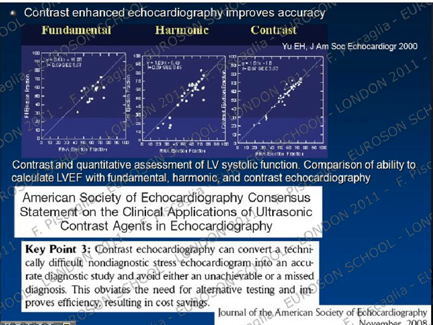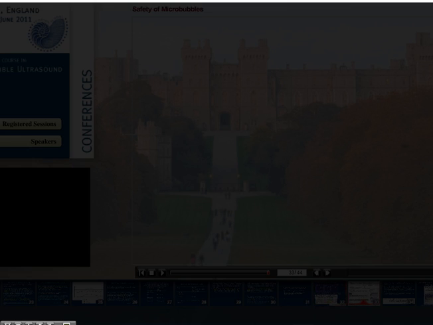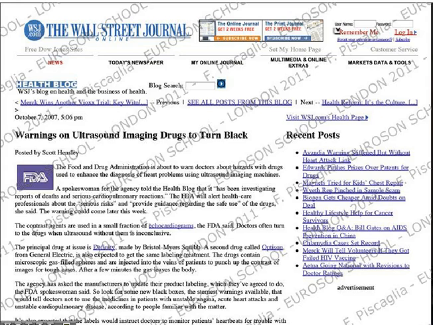So this obviates the need for alternative testing and improves efficiency, resulting in cost savings. So it seems very easy. However, abruptly, in 2007, the FDA released a black box, which is a warning on ultrasound imaging, because of some reports of a temporal relationship between injection and some lethal cases.